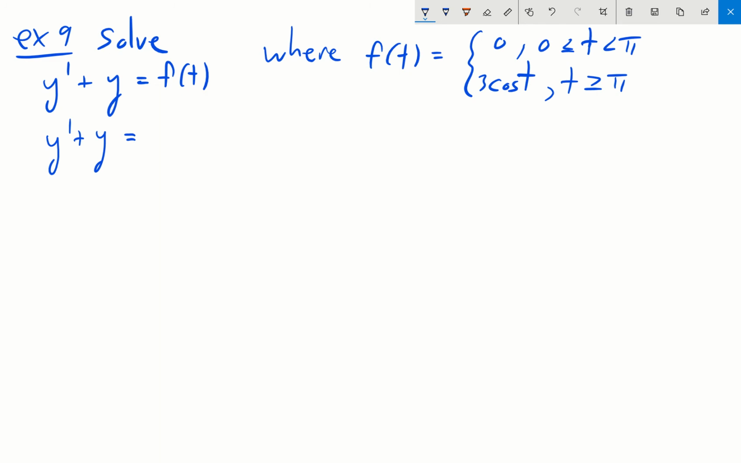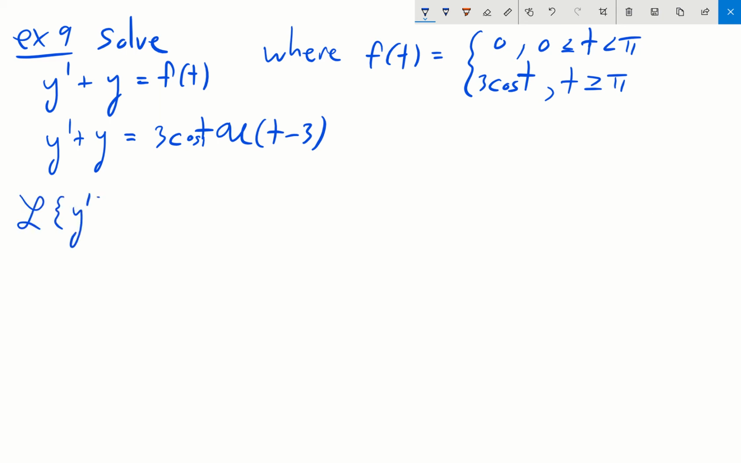We know that the function is 0 for t between 0 and pi, so we can ignore that part. That's just going to be 0. But then we want the 3 cosine of t part to turn on when t is greater than pi, which means we need to multiply that by the unit step function t minus pi. Now that we're here, we can go ahead and take the Laplace transform of both sides.